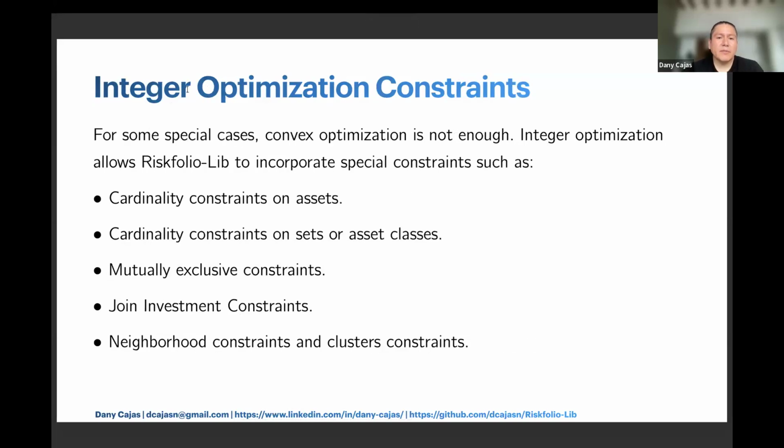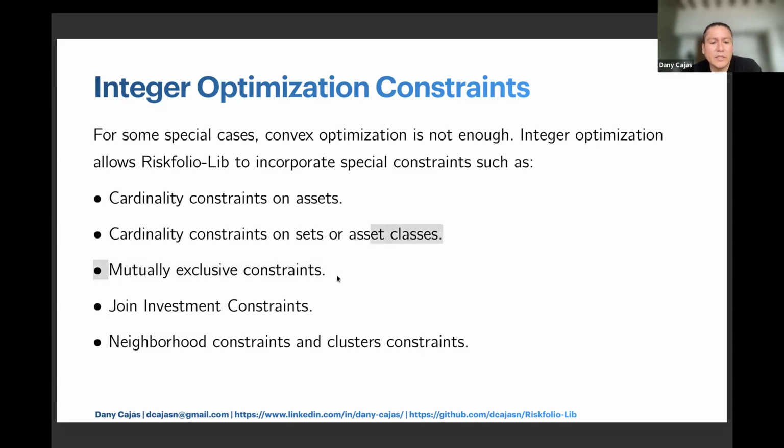In the case of integer optimization, in Riskfolio-Lib, I include integer optimization to model some special constraints, such as cardinality constraints. So this is to limit the number of assets in the portfolio. Also, cardinality constraints on sets or asset classes. This is to limit the number of, for example, sectors or industries in a portfolio. For example, only invest in two sectors like industrials and financials.